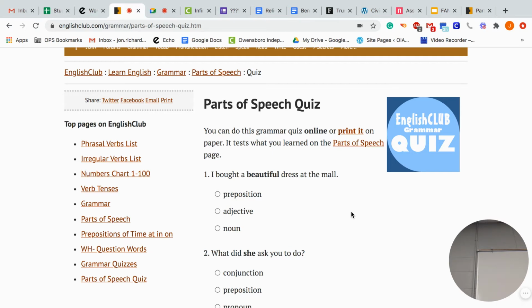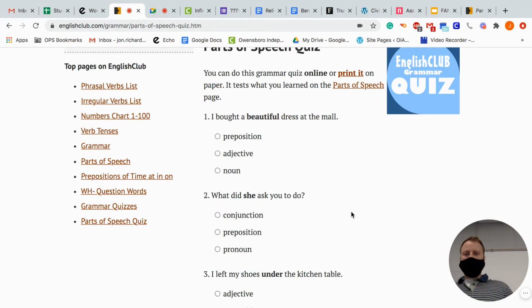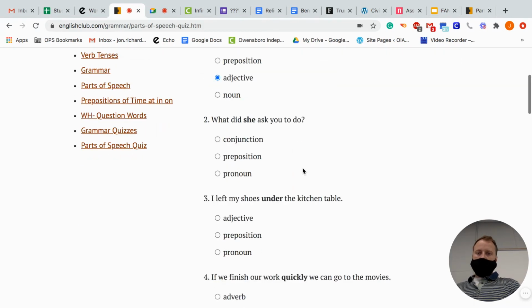Let's look over these examples together, or these questions together. I want to hear from the class. I bought a beautiful dress at the mall. Beautiful is an adjective. What did she ask you to do? What is she?